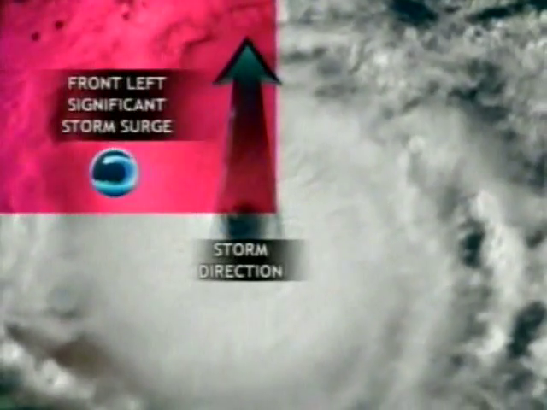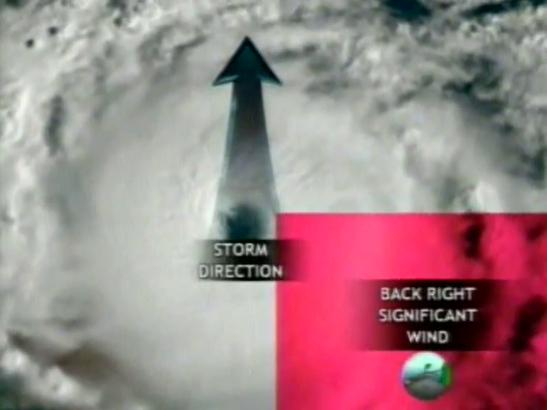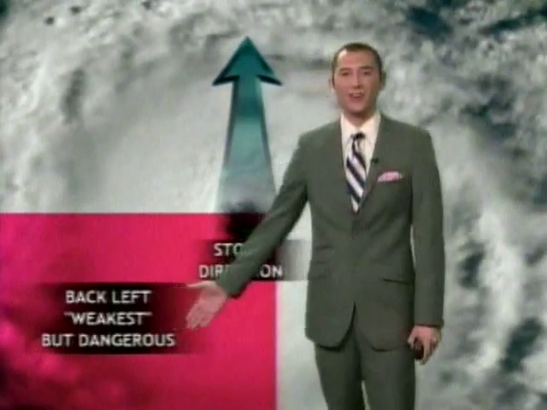Front left, significant storm damage. The storm surge, I should say. Think back to Hurricane Katrina. The storm surge is what wiped out most of New Orleans. Back right, significant wind event there. And then the back left is the weakest region. But of course, we're dealing with the hurricane. It's still very dangerous. So, Tressa, I hope that helps answer your question.